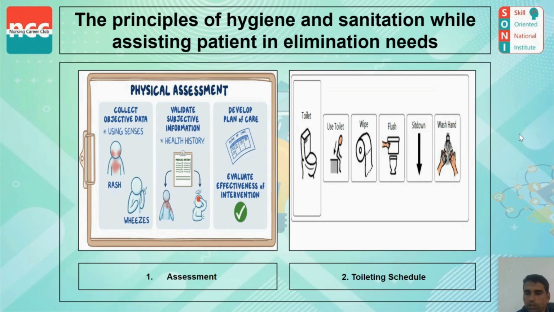Now we will talk about toileting schedule. Our toileting schedule should be in this way. Use toilet, wipe, flush, sit down, wash hands. After using the toilet, we should wash our hands carefully and wipe our hands with the help of tissue.